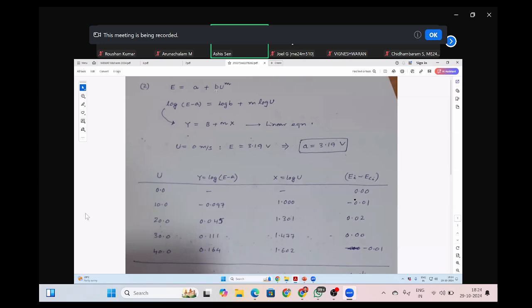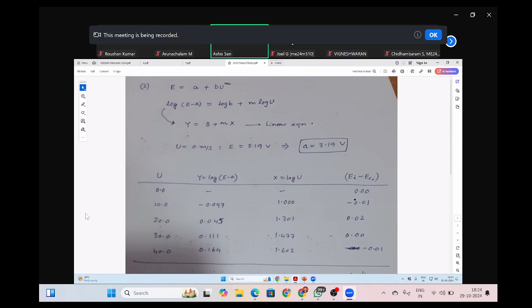So when u is 0, your curve is basically A, which is 3.19, which is the same as the experimentally obtained value, 3.19. So basically the difference between the data and the curve fit will be 0.